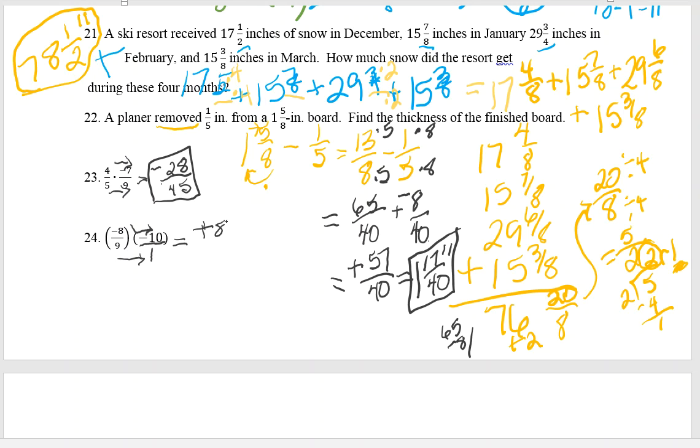8 times 10 is 80. Now I'll do my bottom. 9 times 1 is 9. Does anything go into both 80 and 9? And the answer is no. This is an acceptable answer. You can leave it alone if you want. If you want to switch to a mixed number, ask yourself, how many times does 9 go into 80? It would be 8, which is 8 times 9 is 72, leaving you with 8 left over, and the bottom stays a 9. So you're welcome to answer 80 over 9 or 8 and 8/9.